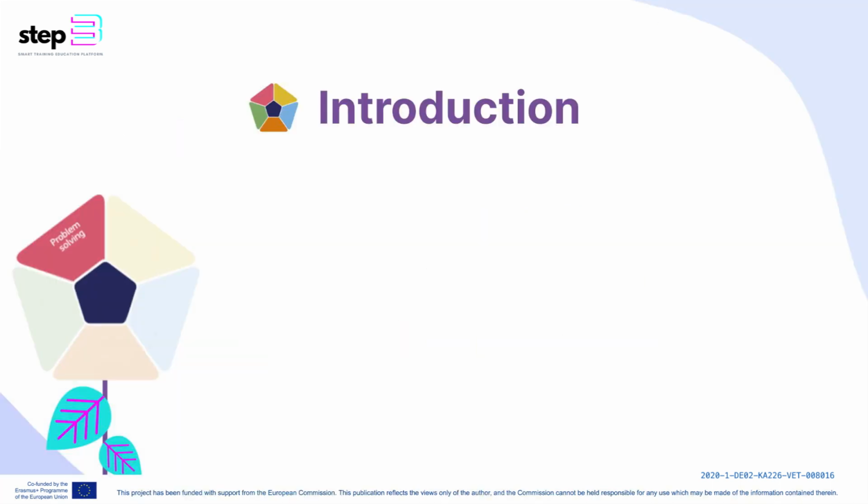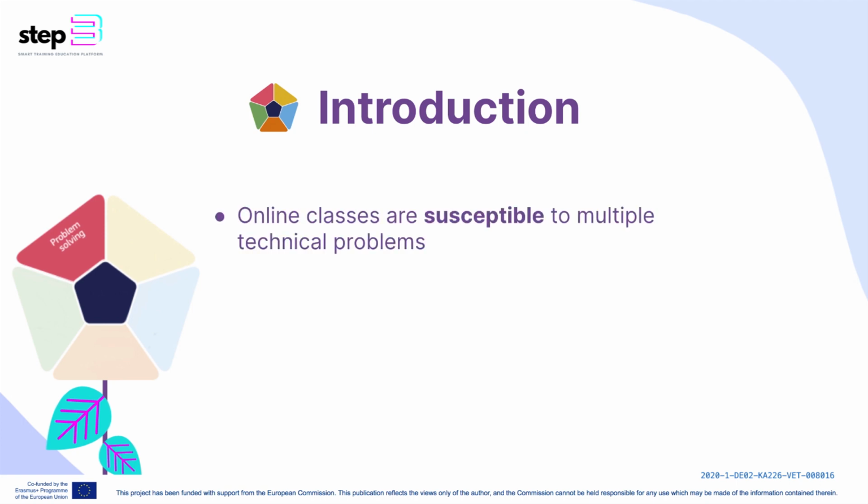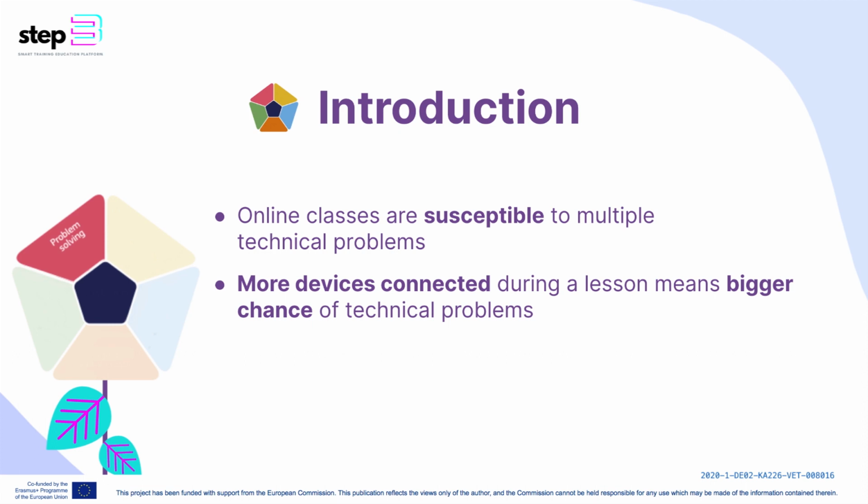Modern educators have the option of online classes thanks to mainstream technology. But exactly because they heavily rely on technology, online classes are susceptible to multiple technical problems, often happening at the same time. Plus, when the class is bigger, consisting of, for example, 20 students, the probability of something going wrong increases. What's the main issue here?